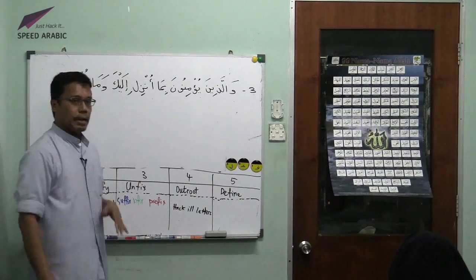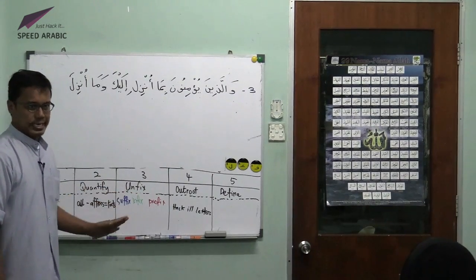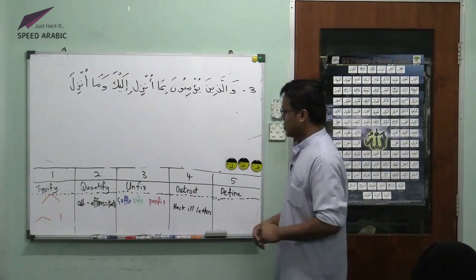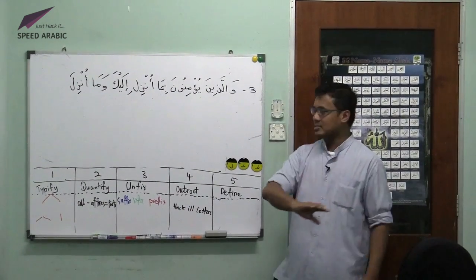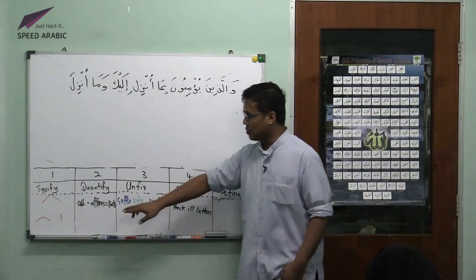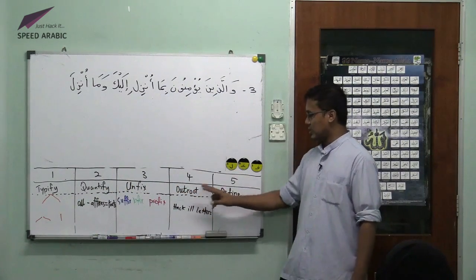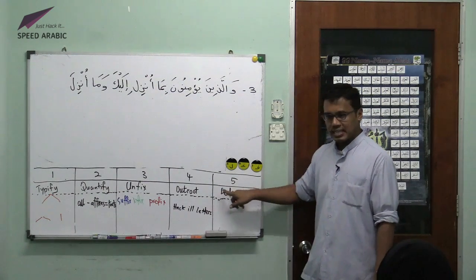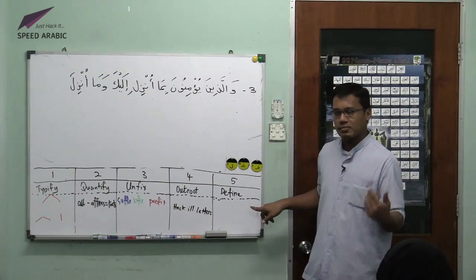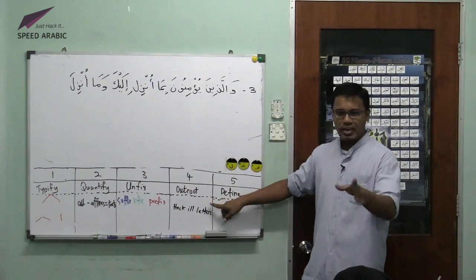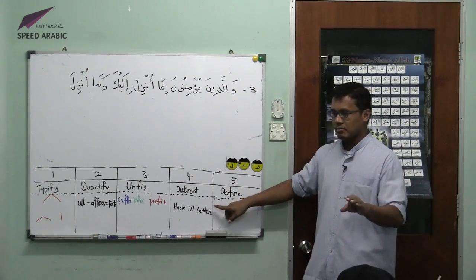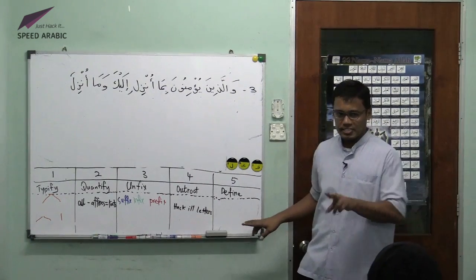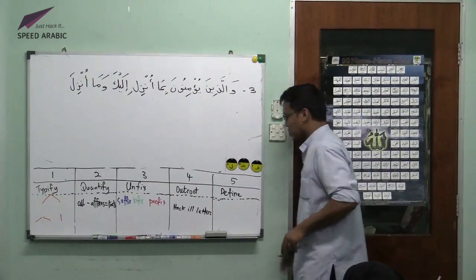I'm going through the 5-step process again so that we remember how to hack. The first thing that we do is typify. Second, quantify, then unfix, then outroot, then define. I skipped the 5th and the 7th step from the old one. The 5th step is form hacking, the fa'ala thing. Maybe we KIV that for the next month. And the 7th step is redefine. I skipped those two.